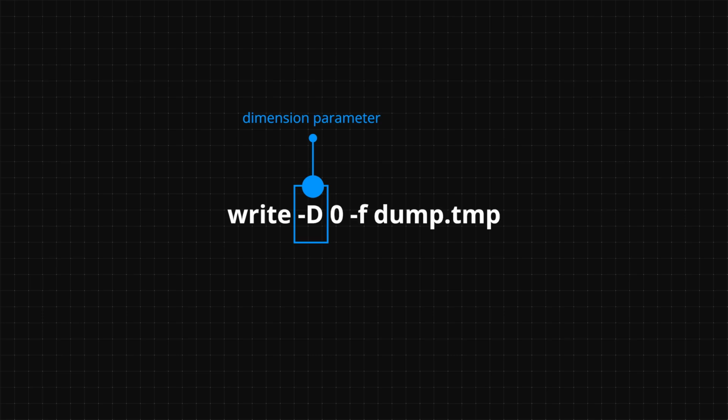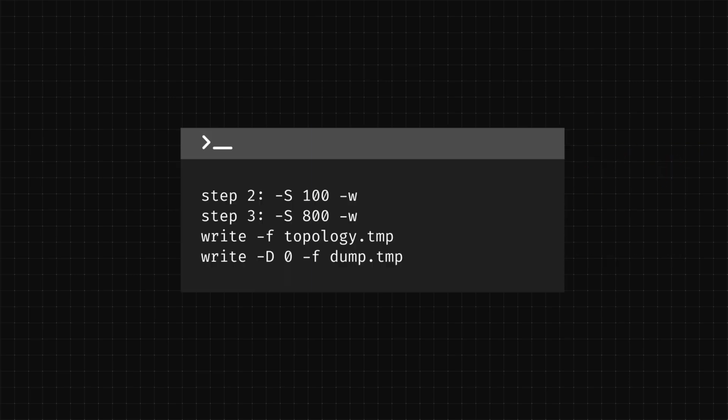Here, -d is the dimension parameter. 0 indicates that the dump.tmp file is written in binary format. Remember, because our topology is saved as helicopter.fra, the schedule file will only work if it is saved as helicopter.sch.